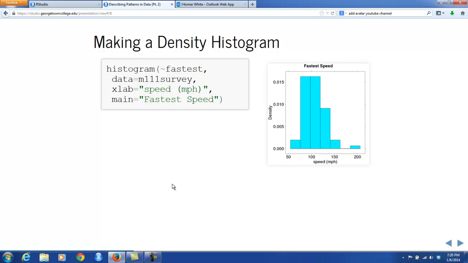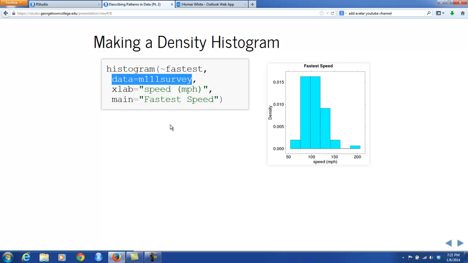We'll focus on density histograms the most, so let me make sure you know how to make them with R. You use the histogram function, and you can apply it in formula data input in the usual way: a formula indicating the variable you're interested in, the variable fastest, and then indicating that the data frame in which you'll look to find that variable is Math 111 survey.